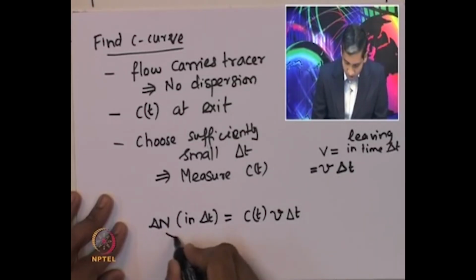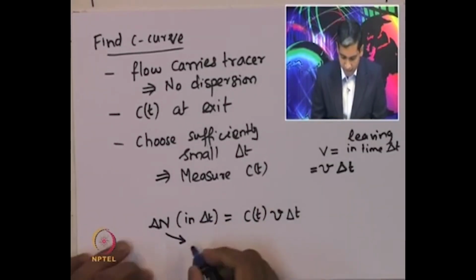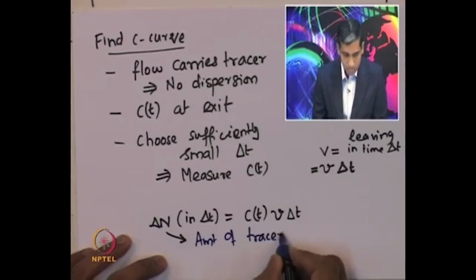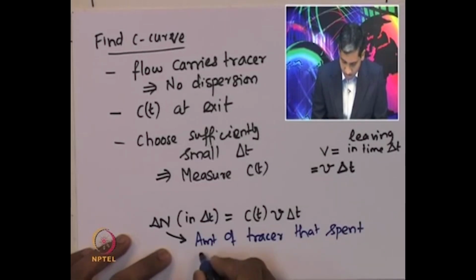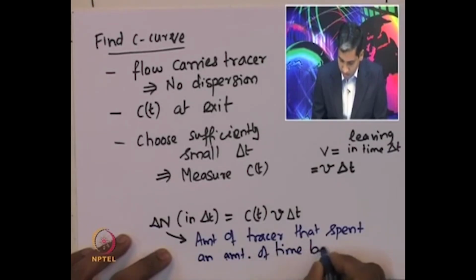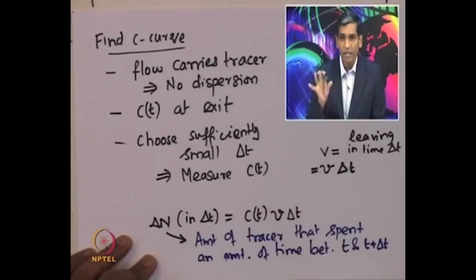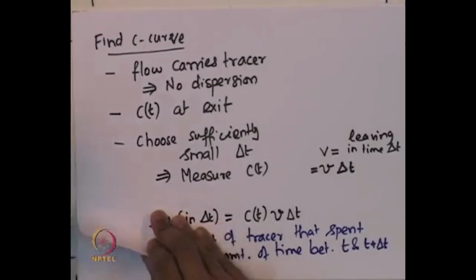Now, what does this mean? This is basically the amount of tracer that has spent an amount of time between t and t plus delta t. So, what this means is that this is the amount of tracer which has actually spent the amount of time between t and t plus delta t, that is the total amount of tracer that has spent that much time inside the reactor.